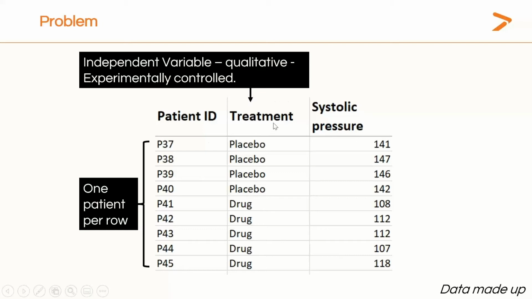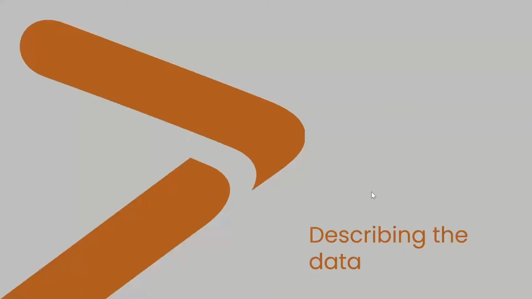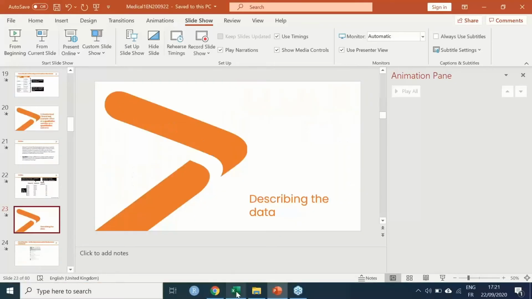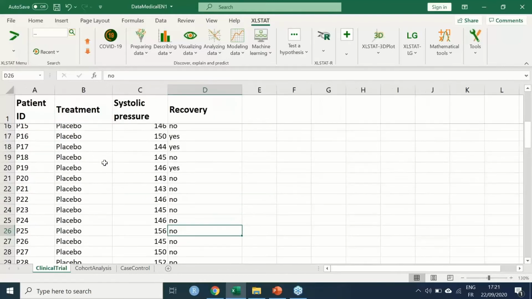Then we have the independent variable, which is drug administration. Some patients receive a placebo, other patients receive drug treatment, and after 2 hours, we measure the dependent variable, the clinical outcome, which is systolic blood pressure, and which is quantitative. So this is qualitative, this is quantitative. So let's start by describing the data, and we will see how important it is to do so.